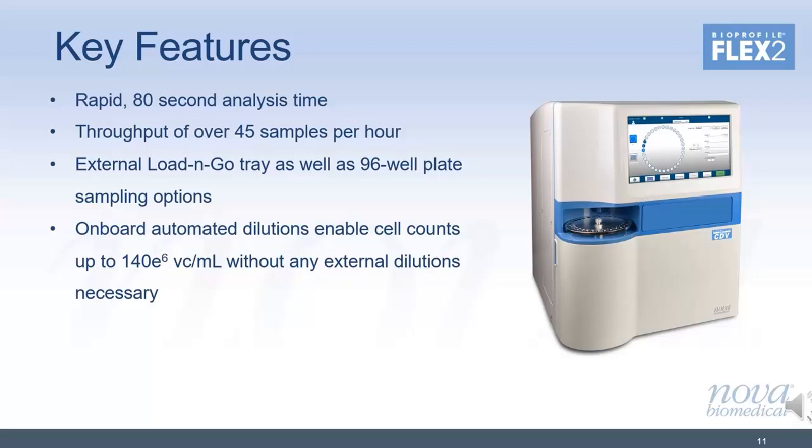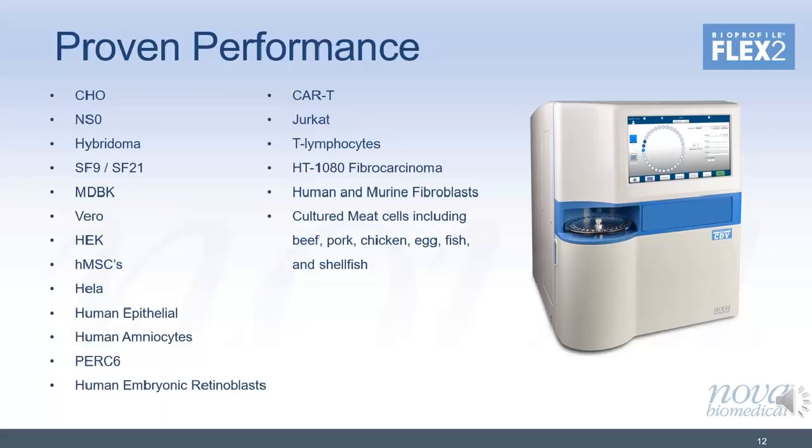FastCDV incorporates onboard and fully automated dilutions, eliminating all external dilutions for samples ranging from 50,000 all the way to 140 million cells per milliliter. Nova's development team worked extensively with our development partners to ensure accurate cell counts for the most common and a lot of the uncommon industrial cell lines, including CHO, NS0, Hybridoma, SF9, Vero, HEK, and many others, including alternative foods: beef, pork, chicken, egg, fish, and shellfish.